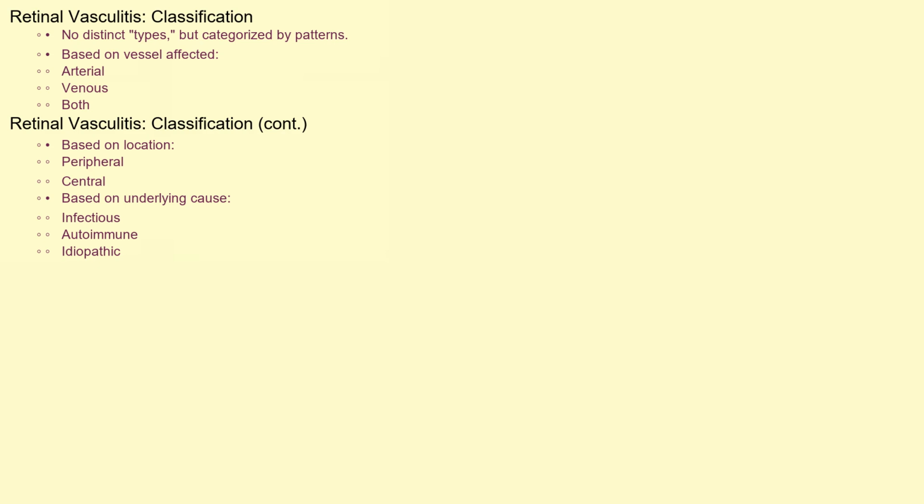While retinal vasculitis is not typically classified into distinct types, it's helpful to categorize it based on the pattern of inflammation observed. It can be categorized as primarily affecting the arteries, the veins, or both. It can also be classified based on its location within the retina, such as peripheral or central retinal vasculitis. Additionally, it can be categorized based on the underlying cause, such as infectious, autoimmune, or idiopathic.